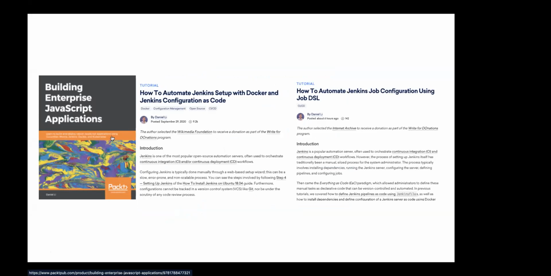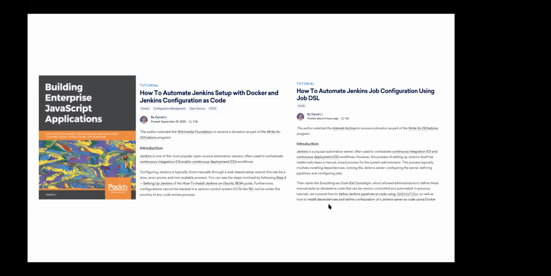But this talk is actually based on something I wrote in the last one or two months. It's two tutorials from DigitalOcean, which are how to automate Jenkins setup with Docker and Jenkins configuration as code, and how to automate Jenkins configuration using Job DSL. So if you are interested in what I'm going to be talking to you about today, then I have links to these two articles, which I'll share with Calvin, and he can share with you.